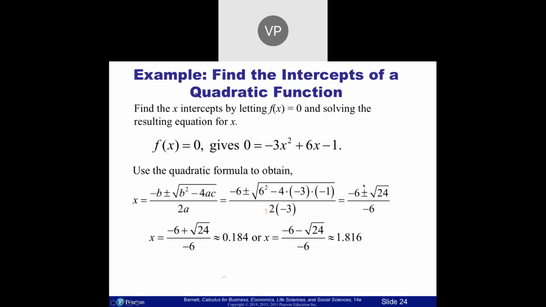That literally means write this whole thing twice, once with a positive in front of the root, once with a negative, and then you can plug everything into a calculator and get some decimals to round. Those are your x-intercepts, and remember, those are also called your zeros.